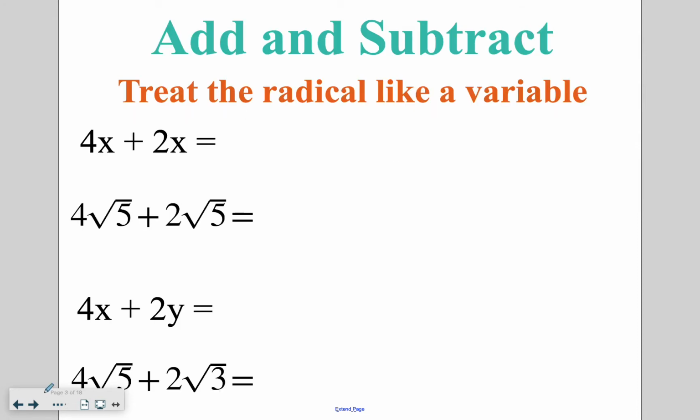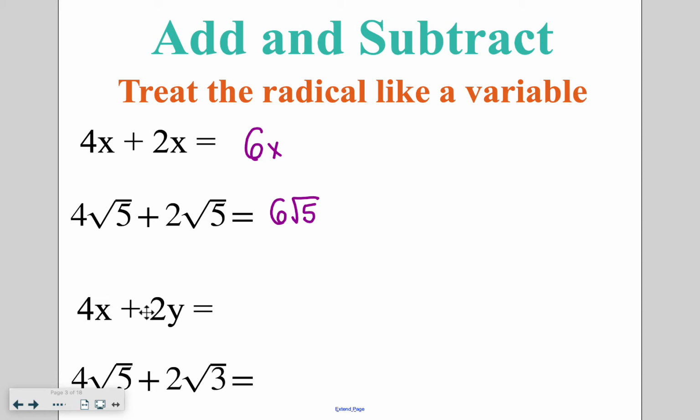So the first thing we want to pay attention to when we are doing these radical operations is that these radicals can be treated like variables. For example, when we had the variables 4x plus 2x, those were like terms. Those were things that we could put together and say that we have a total of 6 x's. If you have like radicals, so 4 square roots of 5, and you're adding on another 2 square roots of 5, you have 6 square roots of 5. So we treat them like variables, where if we have like terms, we can put those things together.